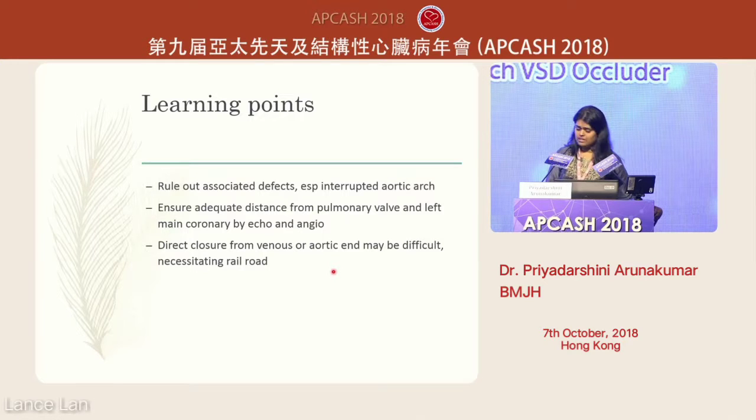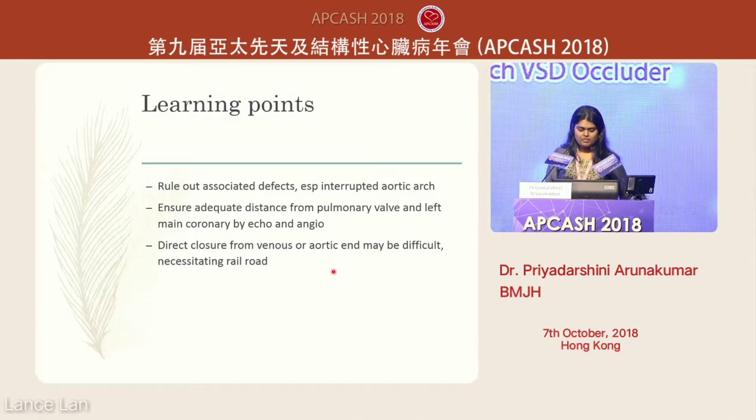So the learning points over here: in the initial assessment, it is very, very important to rule out interrupted aortic arch, because we know the common association, and there has been a case report where they went ahead with the procedure and then found on the table that the arch was interrupted. And we have to ensure adequate distance from the pulmonary valve and left main coronary by echo, and of course confirm by angio before embarking on closing the defect with the device.